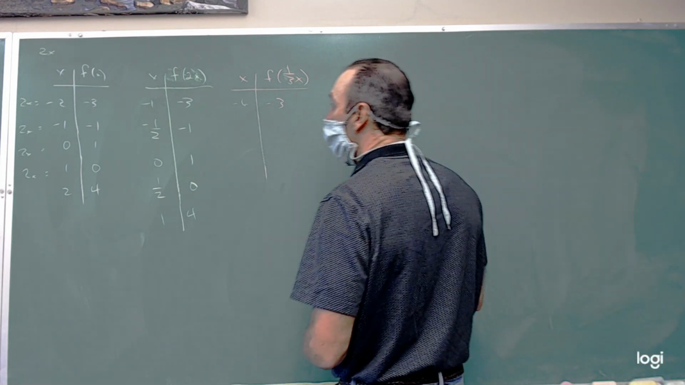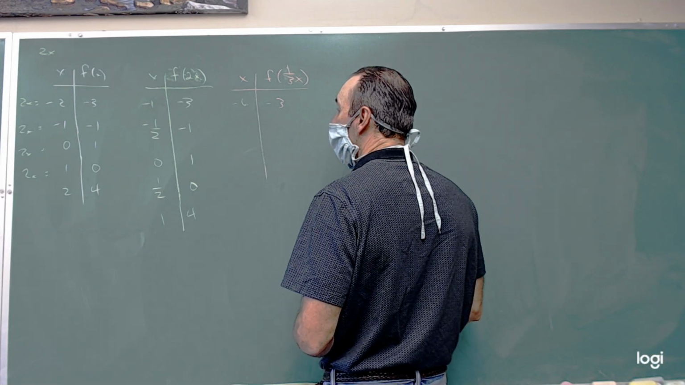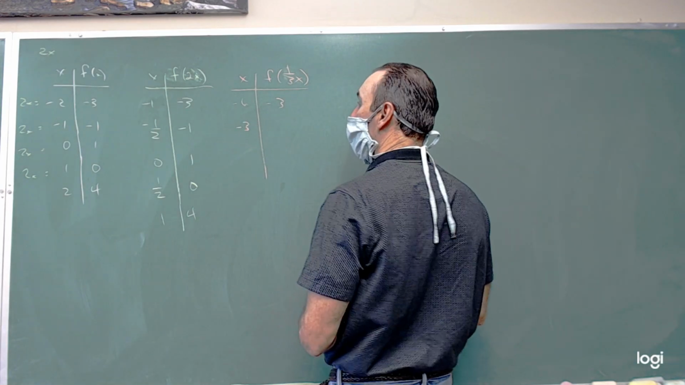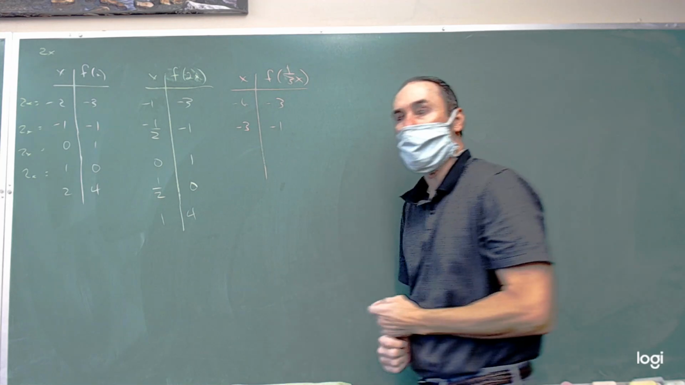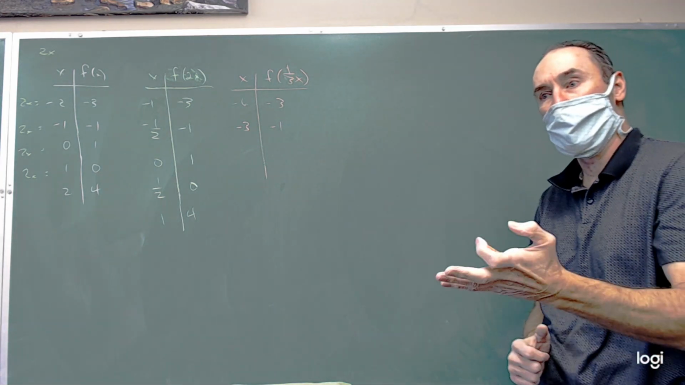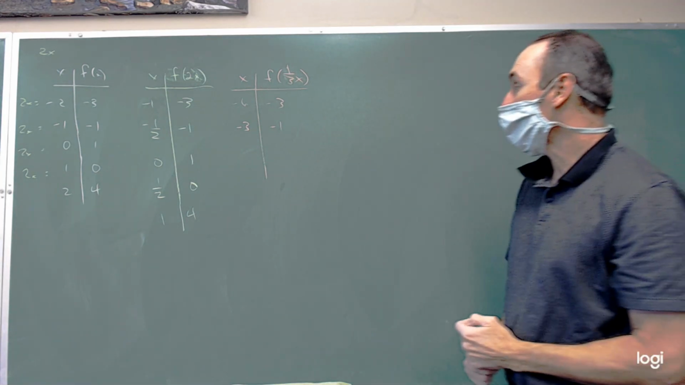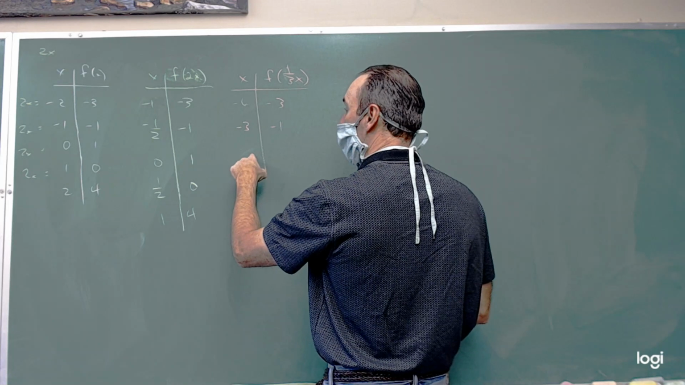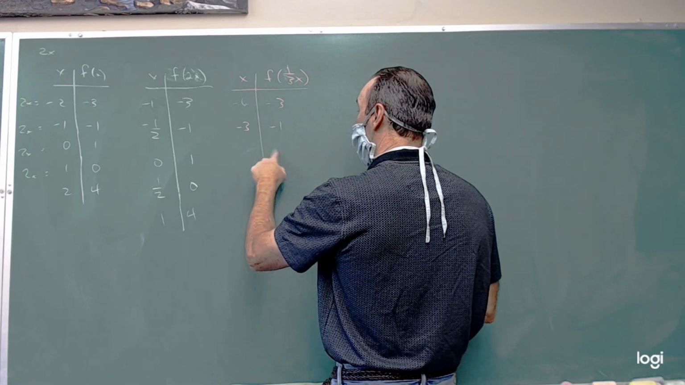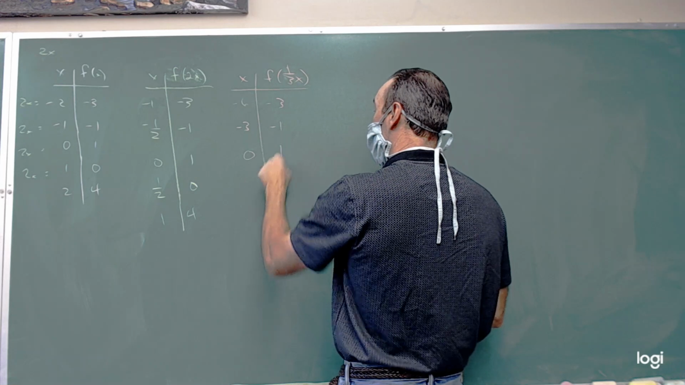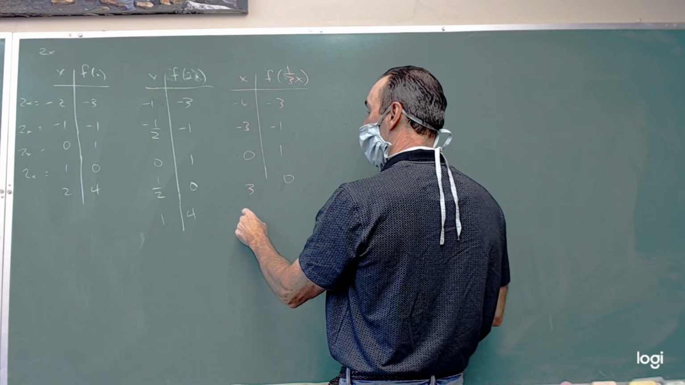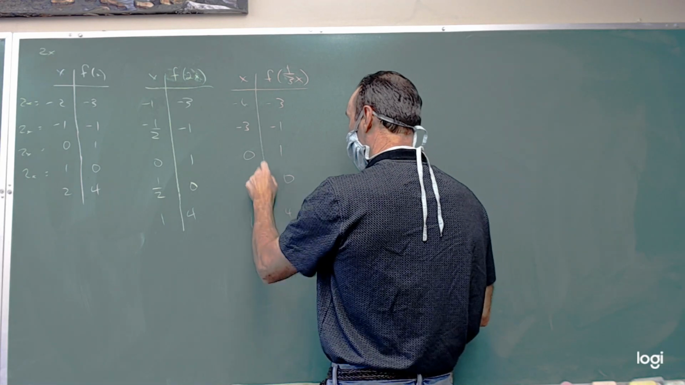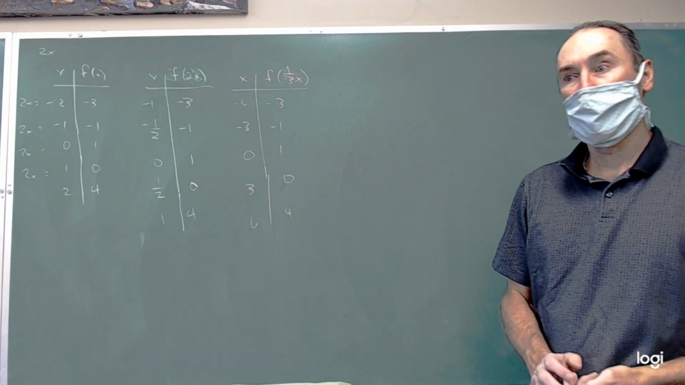Next one would be negative 3. And what's the y value? Negative 1. Yeah, so it doesn't change. The y value stays the same. Aaron, we okay? All right, and anybody, what's the next one? 0, 1. And then 3, 0. And 6, 4. Okay, good to go? All right.